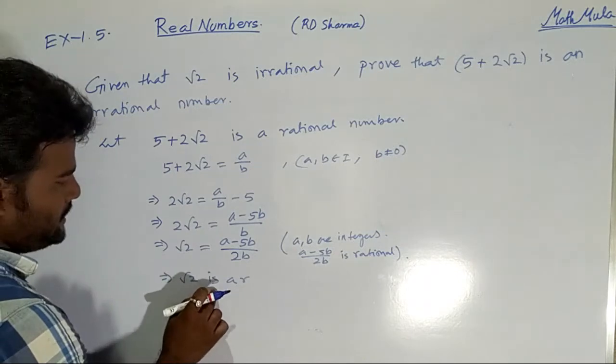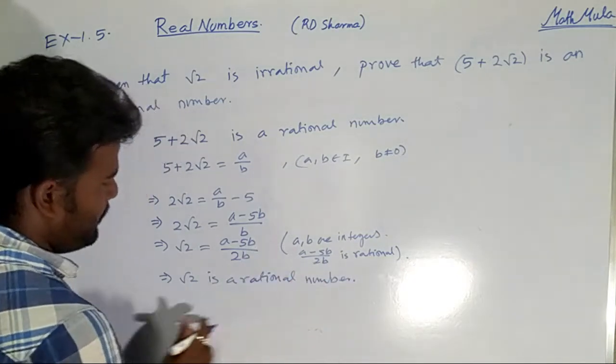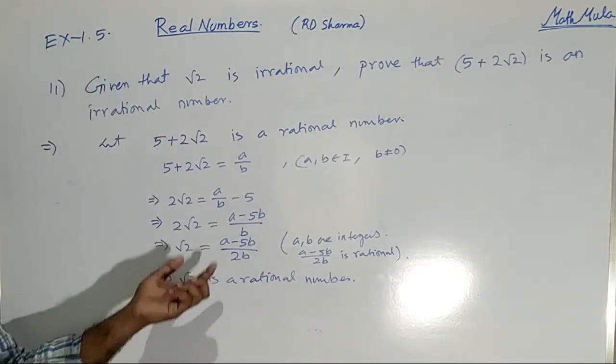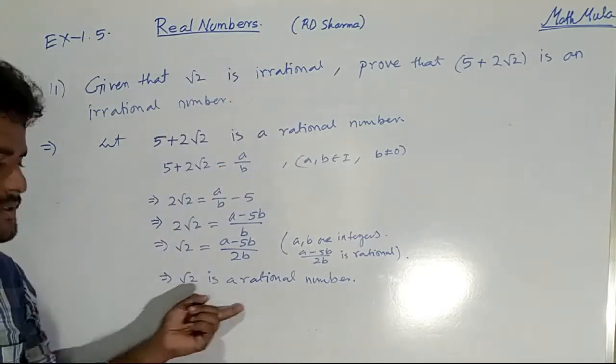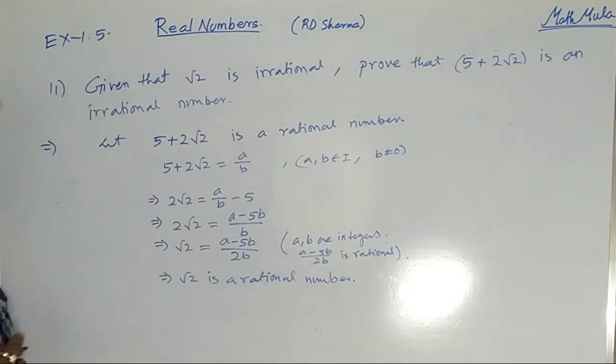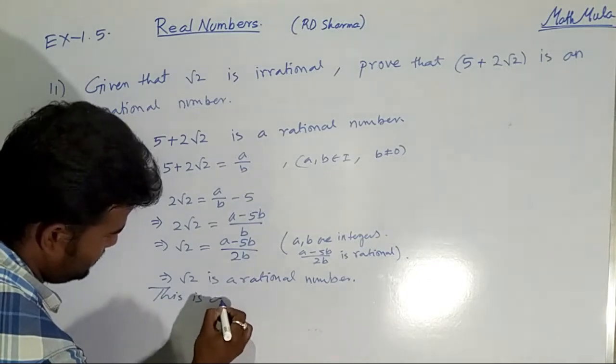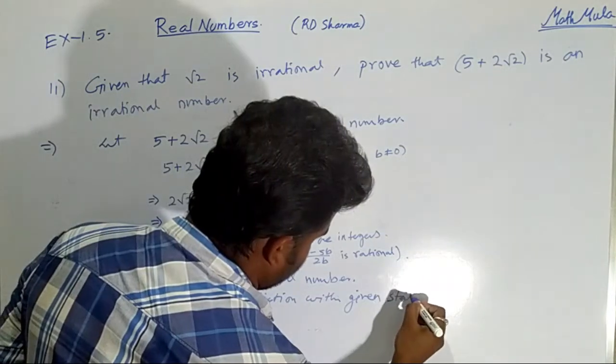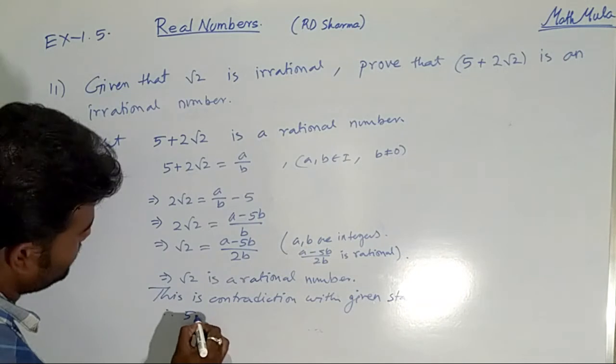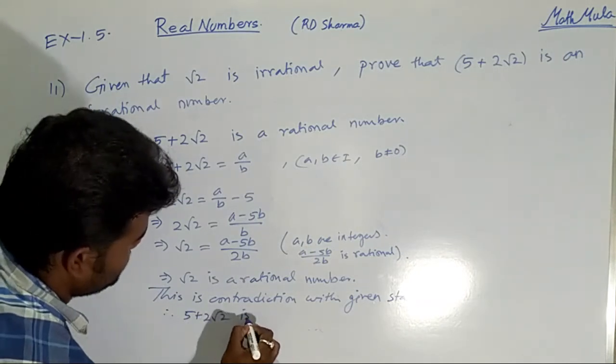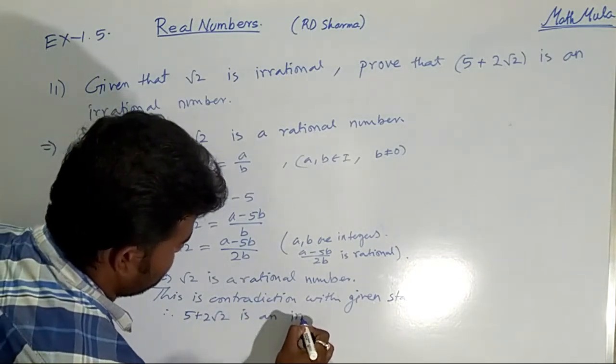That implies root 2 is a rational number. But given that root 2 is irrational, this is a contradiction with the given condition. Therefore, 5 plus 2 root 2 is an irrational number. Proved.